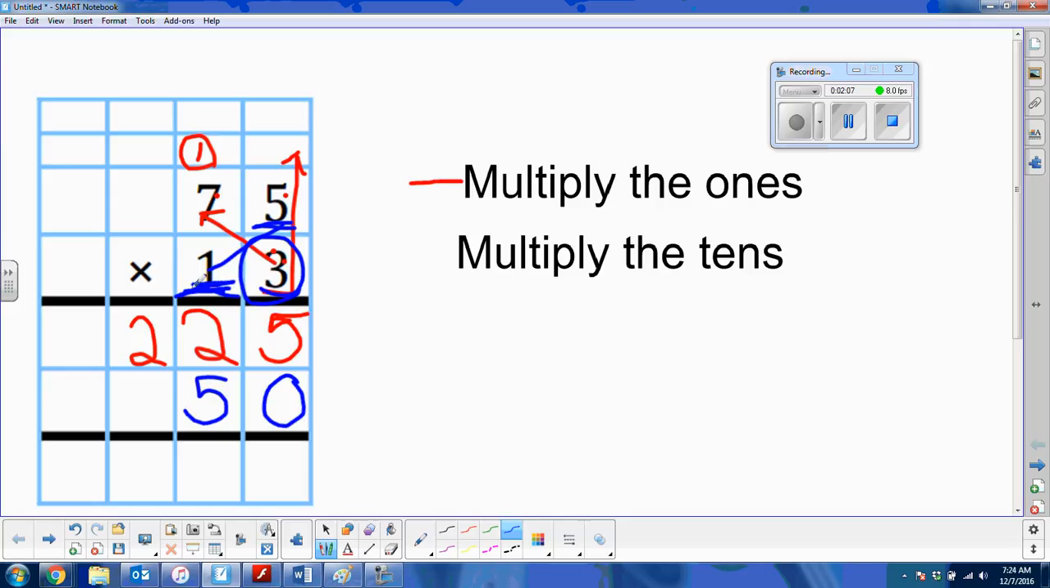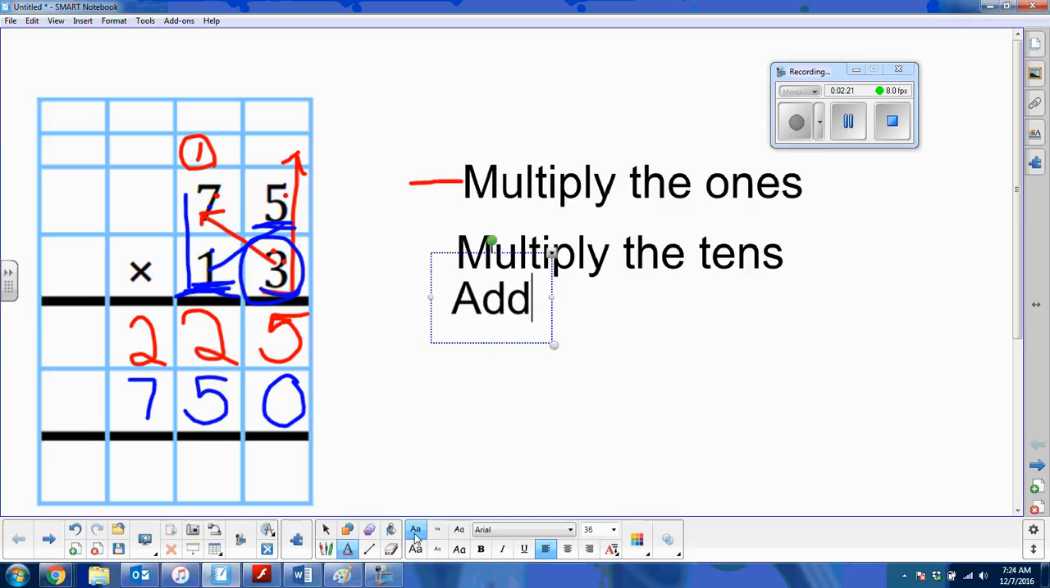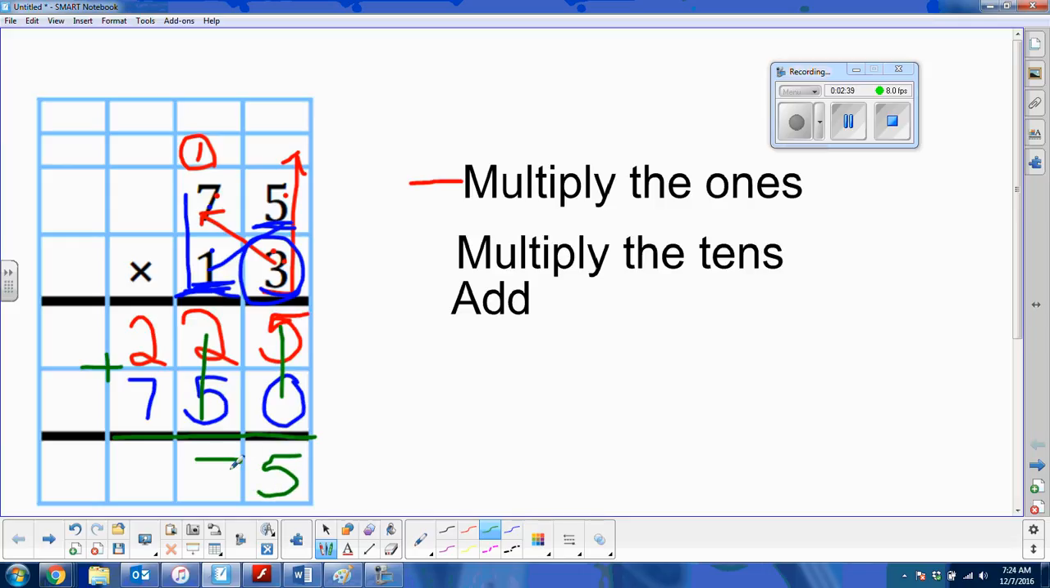Then I come back down to my 1 right here, and then I go straight up and I say 1 times 7 is 7. The last thing I'm going to do, boys and girls, and it's so important you remember this last step, is I want to add. So now I'm going to change one more color up here. I'll do a green one this time. I'm going to add these all together. 5 plus 0 equals 5. 2 plus 5 equals 7. And 2 plus 7 equals 9. So your answer is 975.